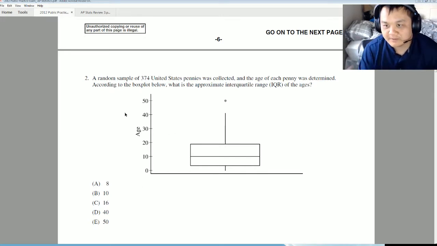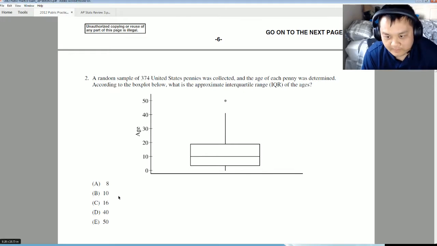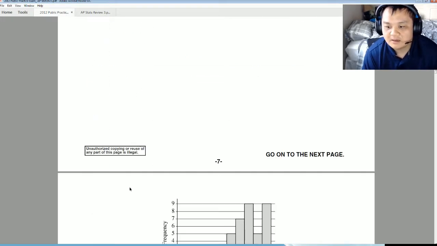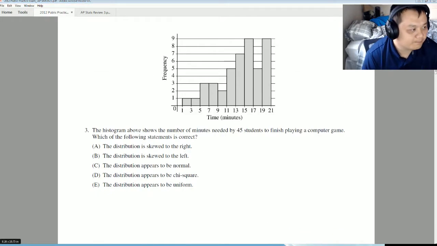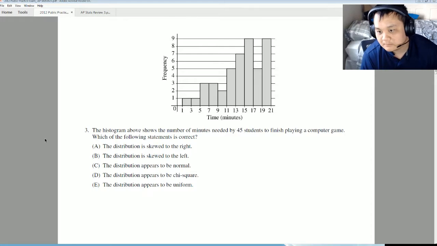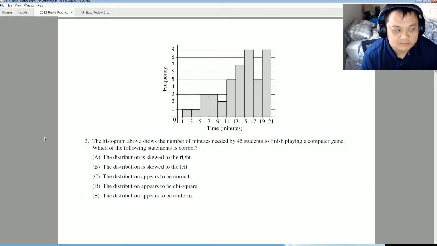Before we move on, I'm going to throw in a side question. What percentage of the data exists in the interquartile range? 50% of the data. All right, good. Okay. Number three.